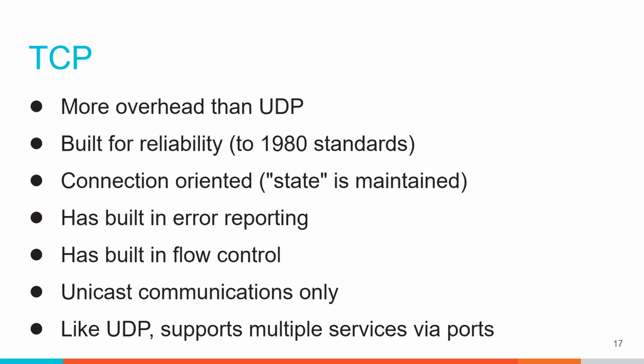Has built-in error reporting. So I mentioned that if I try to talk to a UDP port and that UDP port is closed, I'll get back an ICMP error. Well, TCP has that error built right in. It's called the reset flag. So if I try to talk to, let's say, TCP port 80, and there's no web server listening, I'll get back a TCP reset ACK packet. Hey, sorry, there's nothing listening on that port for you to be able to talk to. So the error reporting is built right in.